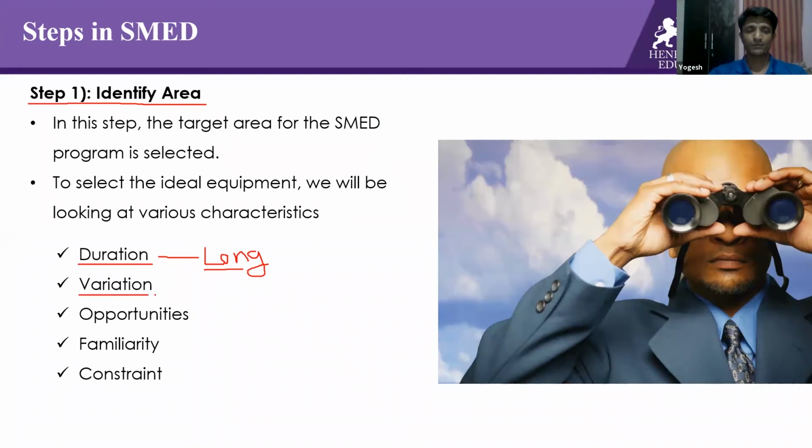Then variation. This is the second characteristic. Variation here means, if we identify that it is taking 1 hour to do the changeover, then there has to be some variation. Now this is not a thumb rule. If variation is not there, we can even go for the changeover. But if variation is there, that means there is a lot of scope for improvement.